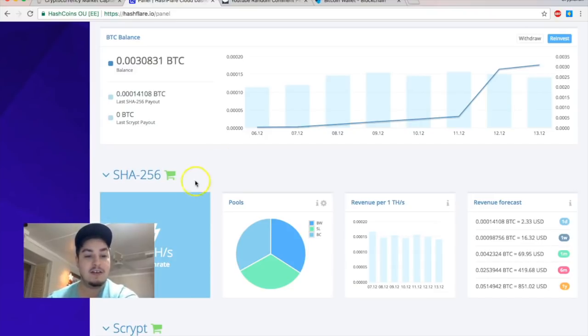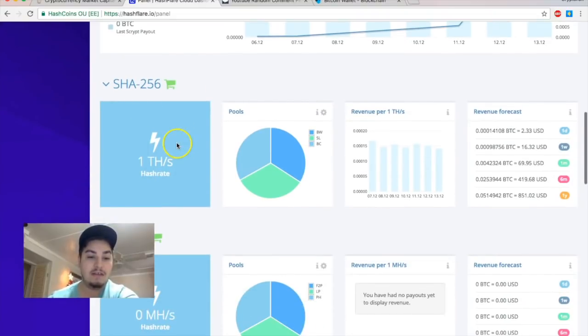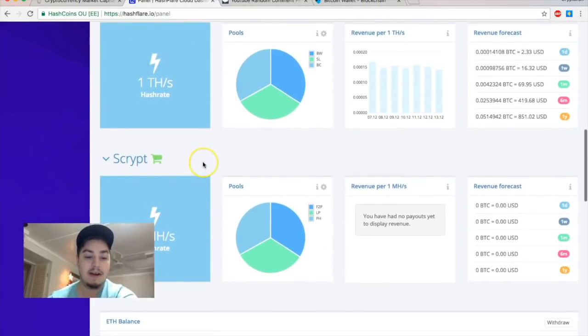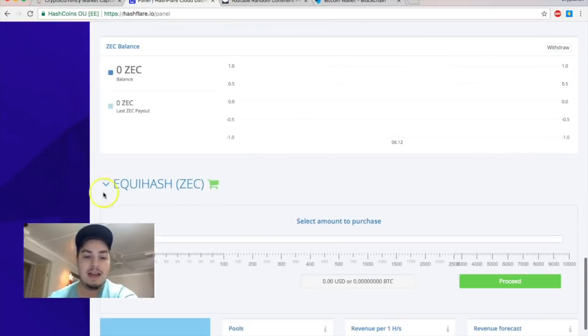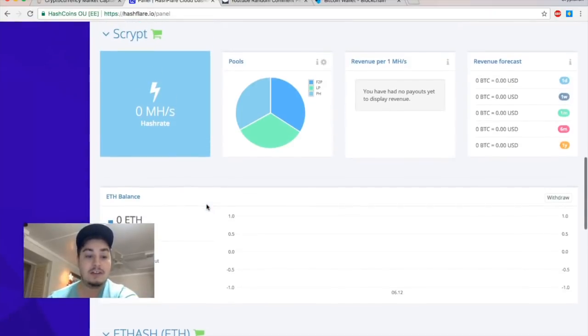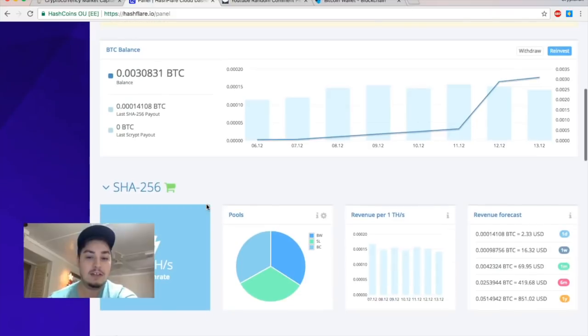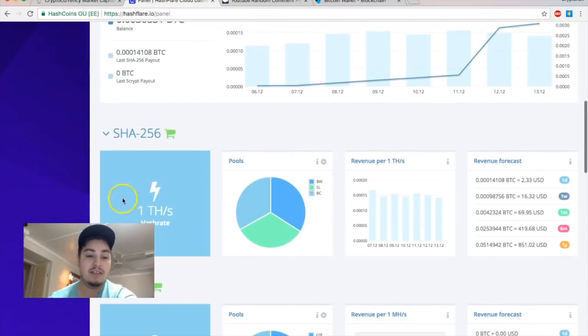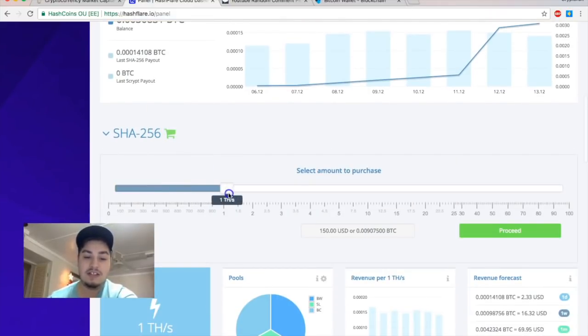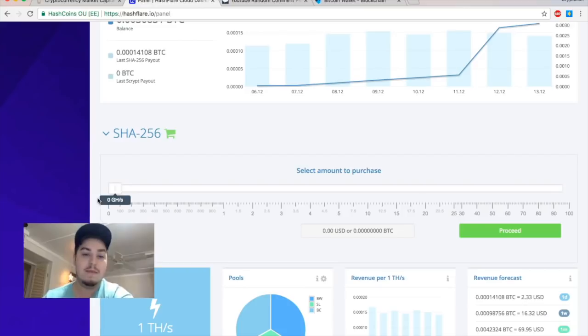The contracts they currently offer are SHA-256, which is mining Bitcoin, Scrypt mining Litecoin, Ethereum mining, and Zcash mining. They do also offer Dash mining, but those contracts are currently also low. And what you do is every time you make a purchase, let's say one terahash, if I made that purchase today, that purchase would be around for a year. It's like you're renting their computer equipment for a year.